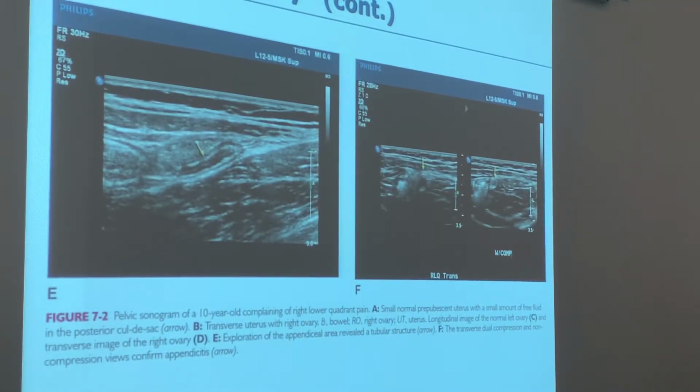This is an appendix. If the patient comes in with right lower quadrant pain, we always have to consider that they have an appendix. Their appendix is inflamed. And what we do is we do with and without compression, meaning we keep our hands the same. Here I have without compression. Here I have with compression. And if it is inflamed, it will not collapse on itself. But that's exactly what an appendix looks like.